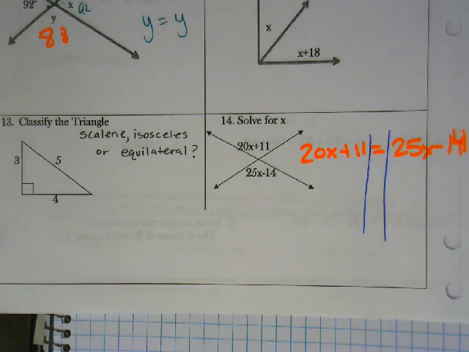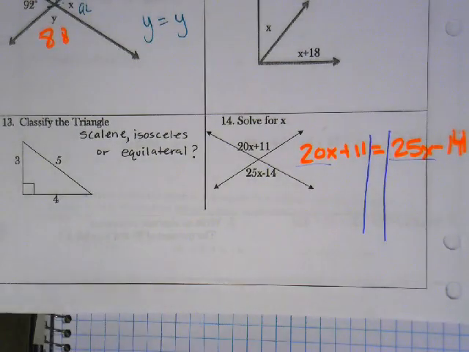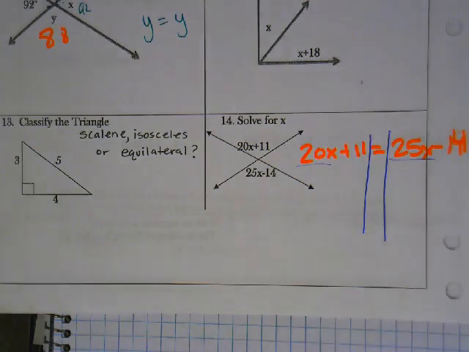Okay, what do I move? The 11? I would move the X's all to one side together. So do I want to move the 20x or the 25x? Always move the smaller one. If you move the bigger one, you're going to end up dealing with negatives, and no one wants to do that. So which one's the smaller one? 20x. How do I move the 20x together? Add 20x to the other one.